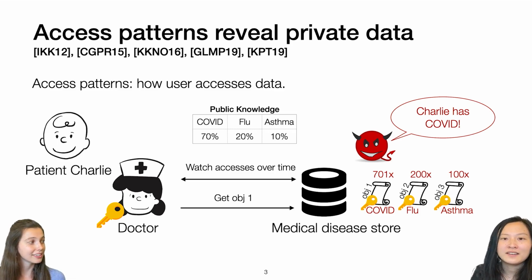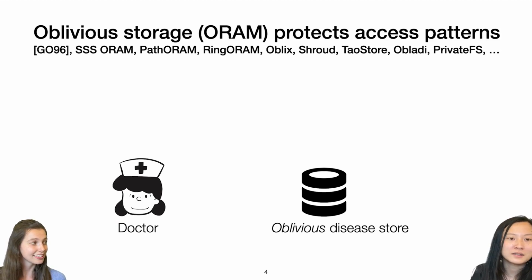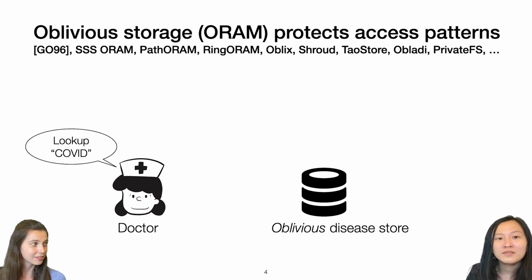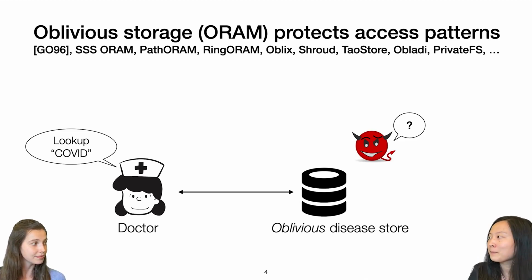So in order to defend against these access pattern attacks, there's this rich body of literature in oblivious storage, or ORAM. And now the doctor, when looking up COVID, will run an oblivious storage protocol with the oblivious disease store. And the security guarantees of oblivious storage mean that the attacker can't learn any additional information.